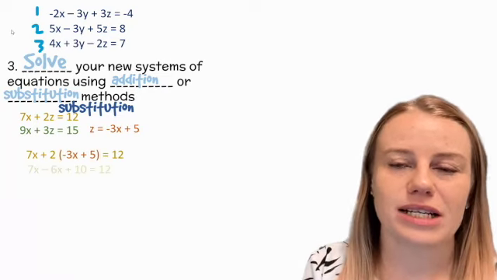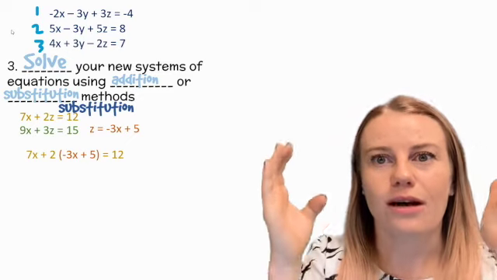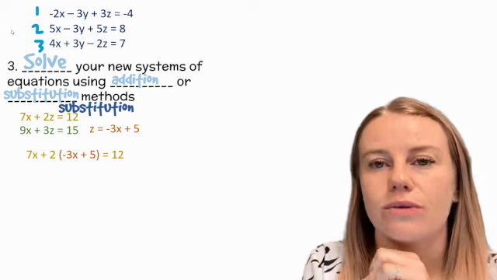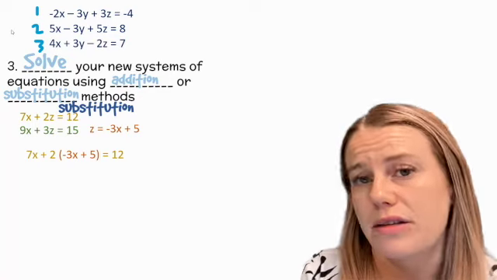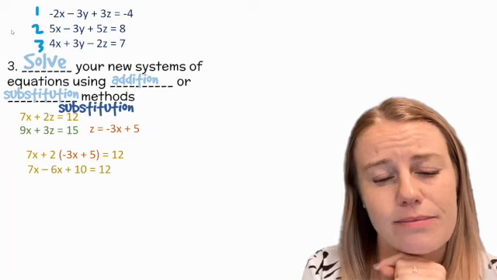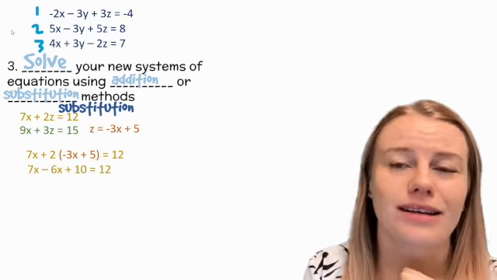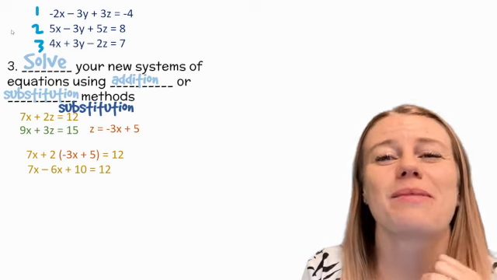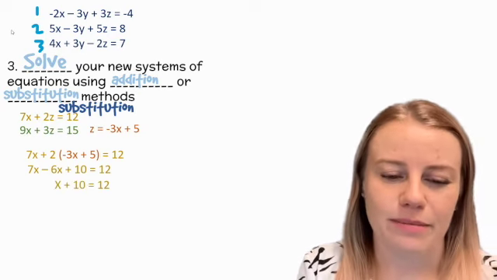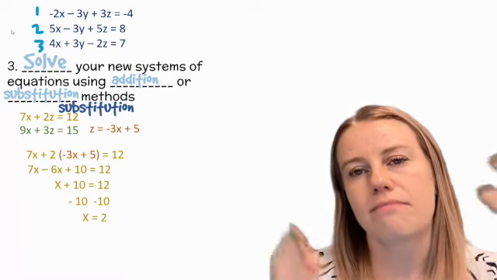So I'm taking 7x plus 2 times that whole equation that we found equals 12, and then I'm going to solve for my x. So distribute your 2 to both terms. Remember both terms. So negative 6x plus 10. Remember to multiply by both terms. And combining like terms, x plus 10 equals 12. Subtract 10 from both sides. X equals 2.